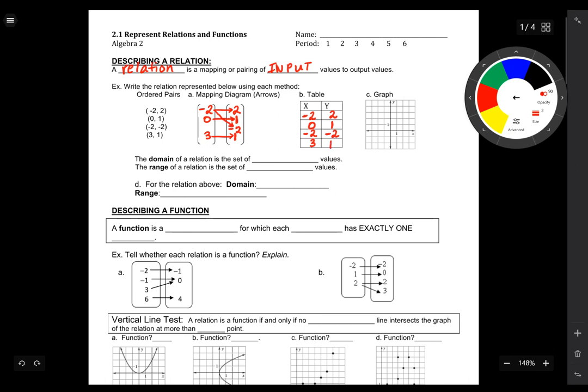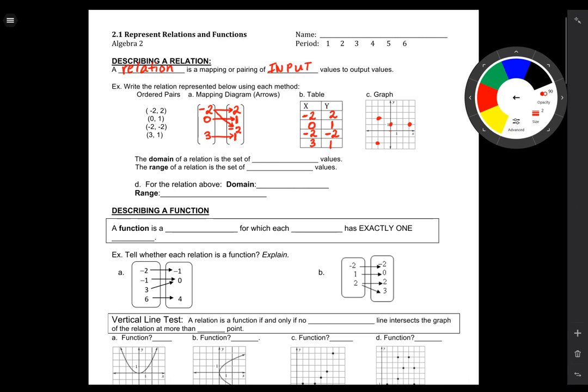And then lastly, you graph the ordered pairs. So this first one, -2, 2, would be left 2, up 2. Starting at 0, remember, you crawl before you walk. So you go right and left first, and then up and down. So 0, 1, then left 2, down 2, and finally right 3, up 1. And you don't need to connect the dots because it is not an equation of any sort.